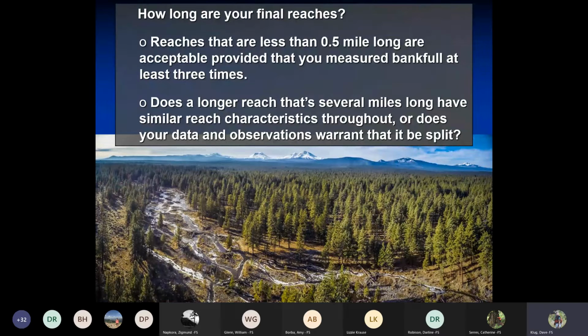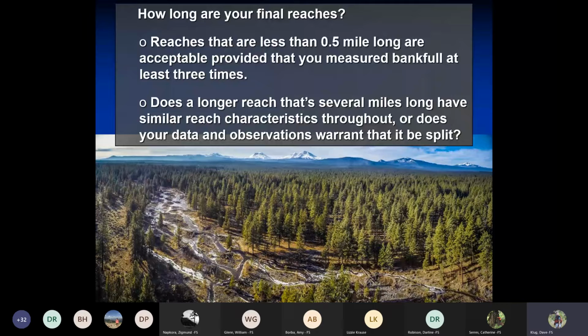And if you get a really long reach that's like several miles long, are there similar reach characteristics throughout? Is it really that homogeneous, or does your data and observations warrant that it should be split? Hopefully you've made that decision before you've gotten several miles into the survey, and you're asking that question as you get further along. But there are some streams that have really long reaches like that.